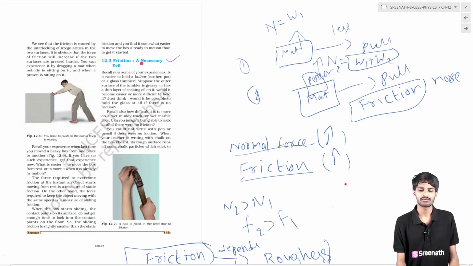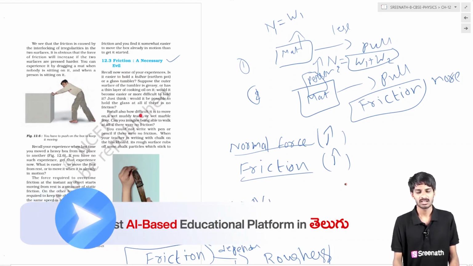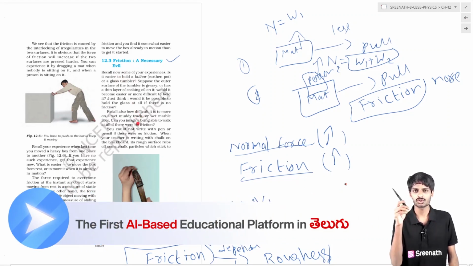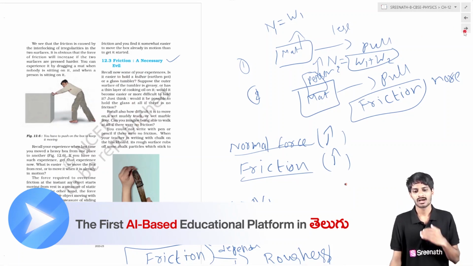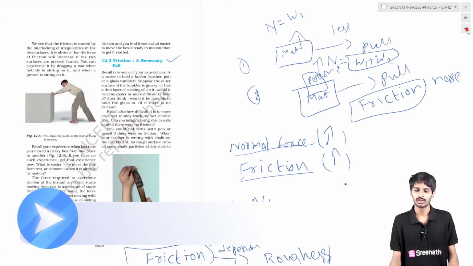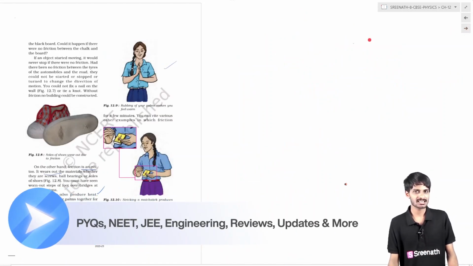The third topic is that friction is a necessary evil. Friction is used to hold anything, to write in your book, to walk, or for bikes to run. In every case friction is used. But at the same time, friction has some bad effects. Due to friction, your shoes will be damaged, and machineries will heat up and wear out. These are the evil effects of friction.